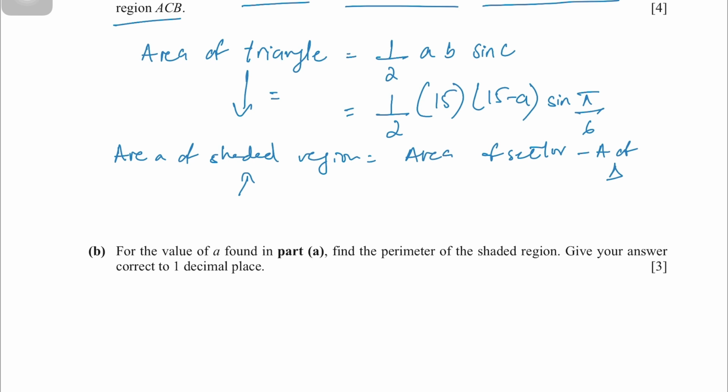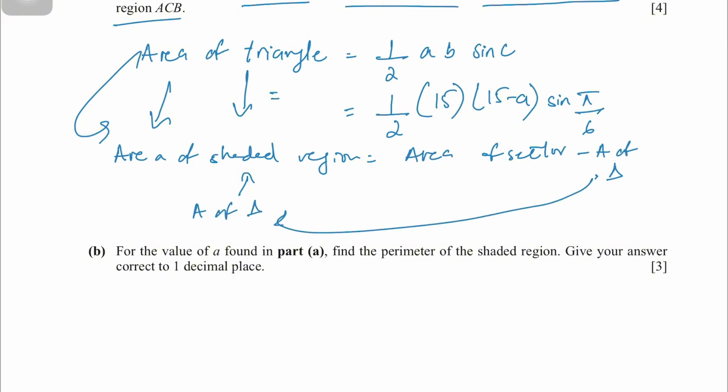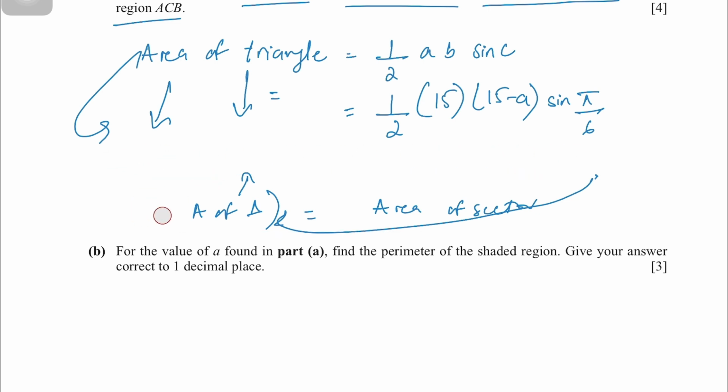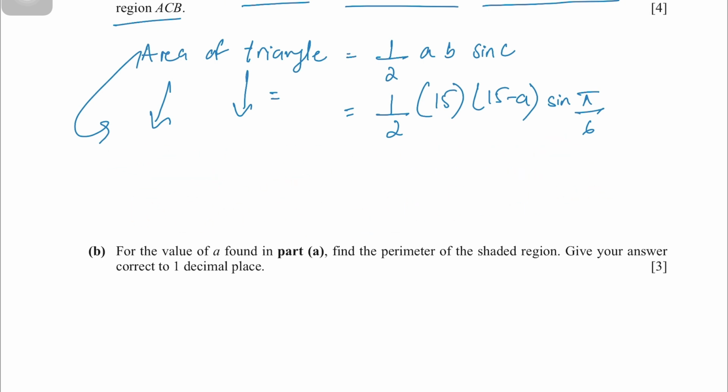Now let's think about it. Let's just substitute this area of triangle over here. So this would be area of triangle again. So this can be substituted over here, and this could be area of triangle multiplied by 2, and this can be written as area of sector. So we have our equation as 2 into area of triangle is equals to area of sector. Now let's just calculate it. So we have to multiply the area of triangle by 2 and then equate it to area of sector.